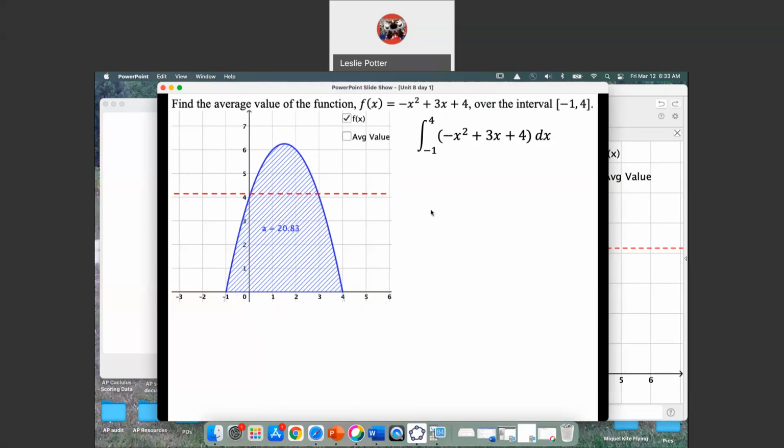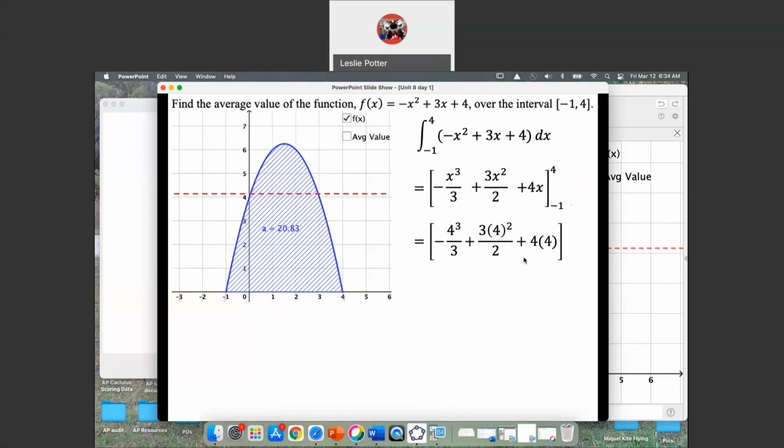Going through this integration, I'm just going to hit the highlights. Integrating this function gives -x cubed over 3. Integrating this gives 3x squared over 2. Integrating this gives 4x. And we're going to evaluate that from -1 to 4. Evaluating means plugging in 4 and then subtracting what we get when we plug in -1. So it looks like this: we plug in 4 everywhere, we get that answer, and then we subtract, and then we plug in -1.